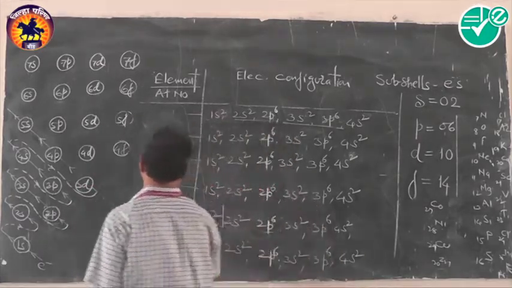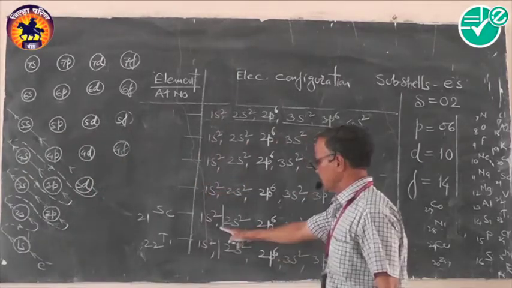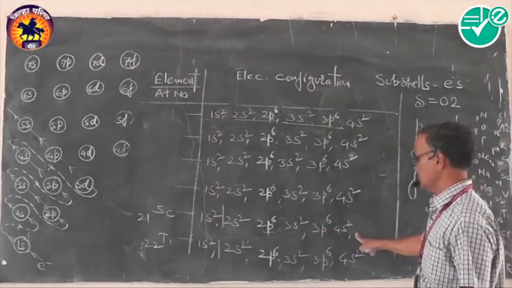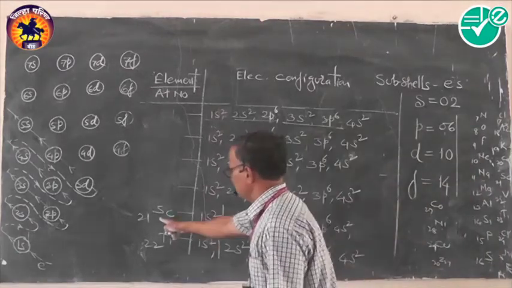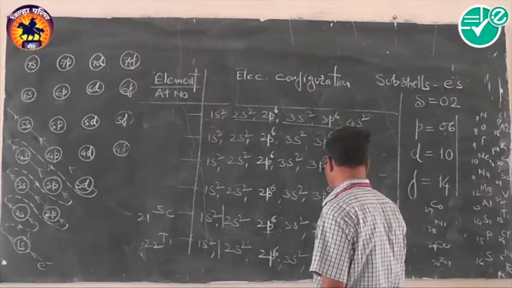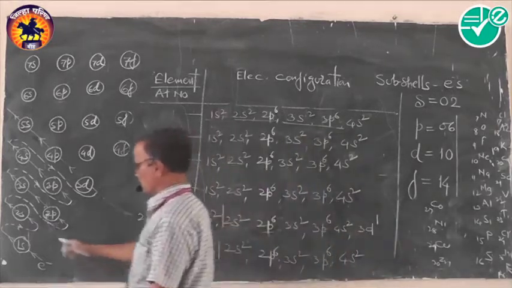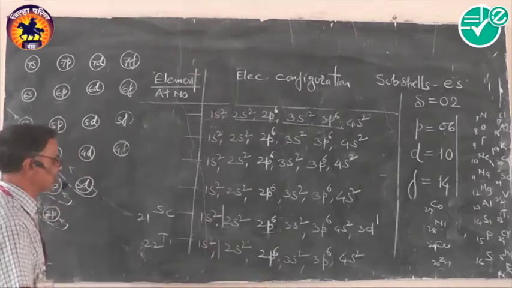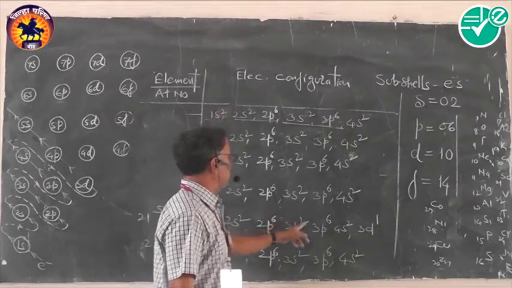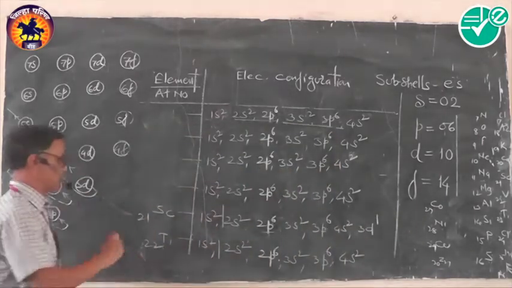The electronic configuration of scandium with atomic number 21 is 1s2, 2s2, 2p6, 3s2, 3p6, 4s2. The 21st electron goes to 3d, so 3d1 will be the electronic configuration of scandium. 2 plus 2 is 4, 4 plus 6 is 10, 10 plus 10 is 20, plus 1 is 21.